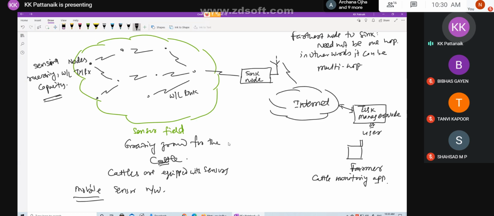So we took examples of two kinds of sensor networks as far as their mobility is concerned. One is the dynamic or mobile sensor network, and the other one is the static sensor network. Okay, students, any questions? No, sir. Okay.